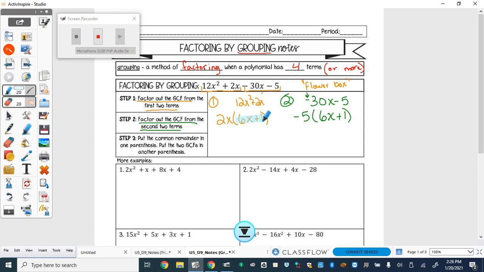So now because these 2 things right here, after we've taken out the GCFs, match, that means we're doing this correctly. So what we do for our third step is you are going to take that and write it out in front in a parentheses. In the other parentheses are going to be the 2 GCFs. So 2x minus 5. So you want those parentheses to match, and that ends up being your first factor. Your second factor ends up being those 2 GCFs there.